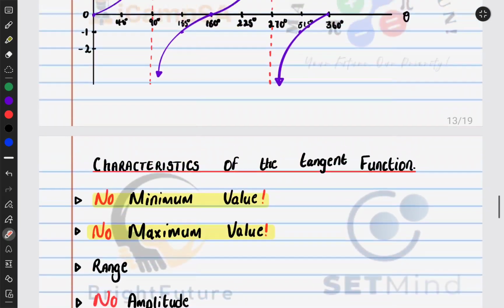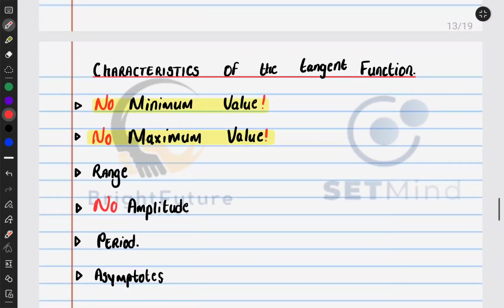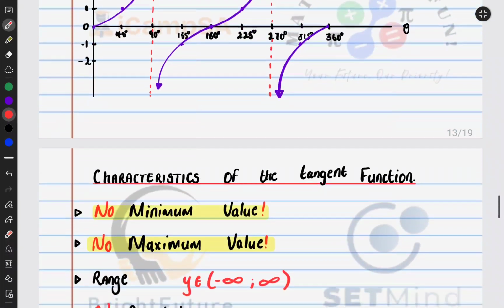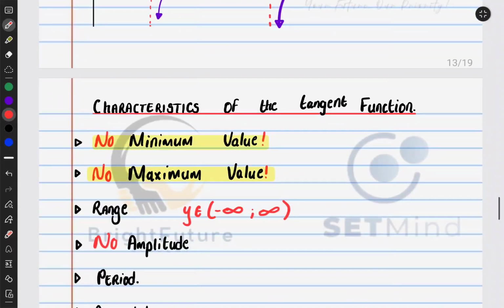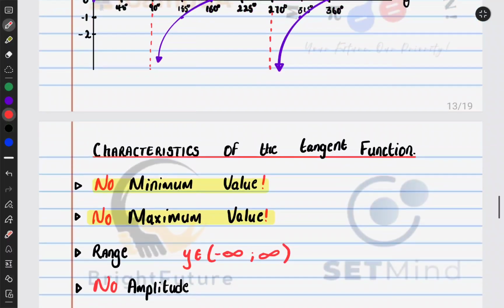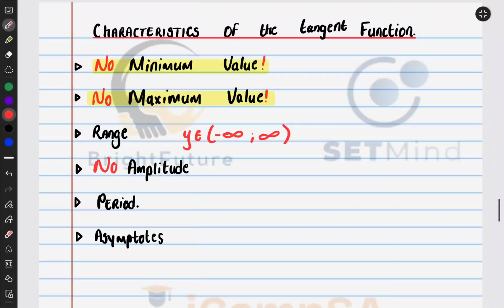Therefore, the range of the function, if we look at the y-axis, what will be the range if we don't have a minimum value and a maximum value? The range, we're gonna say y is an element of from negative infinity to positive infinity. That will be the range. And another thing is that the tangent function has no amplitude, since it goes from negative infinity to positive infinity, so it has no amplitude.